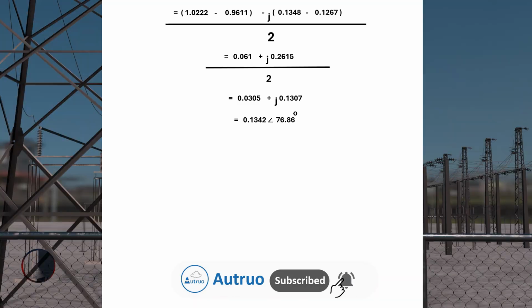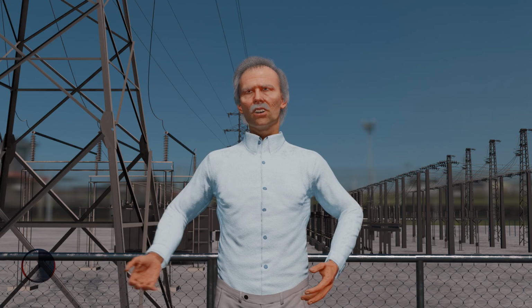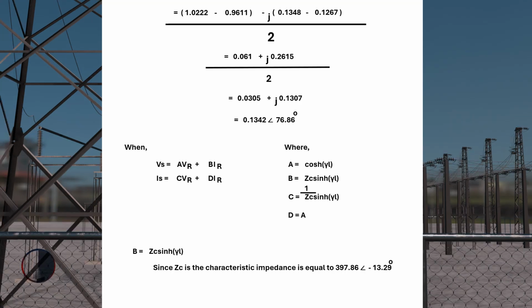We know that A is equal to cosine gamma L, which we already have. B is equal to the characteristic impedance, ZC, multiplied by sine gamma L. C is equal to 1 over the characteristic impedance, 1 over ZC, multiplied by sine gamma L. D is the same as A. To calculate B, which is the characteristic impedance ZC, we use the previously determined value.